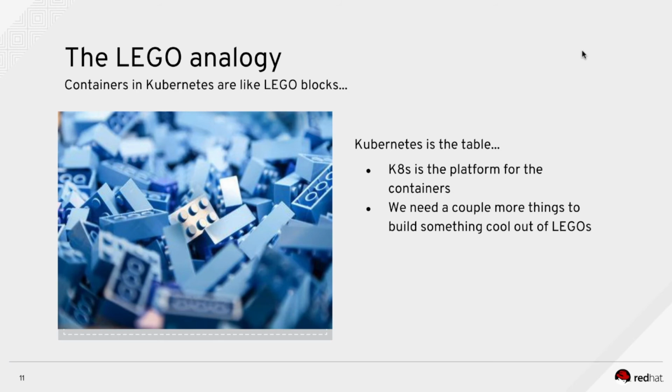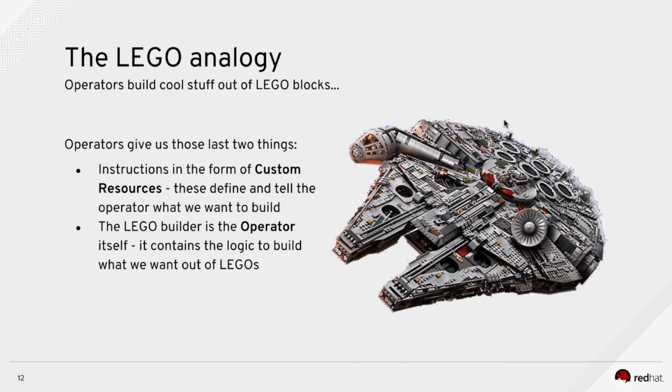But obviously, if we want to build something cool out of building blocks or Legos, we're missing a few key things there, such as this Millennium Falcon, for instance. Operators build cool stuff out of Lego blocks or containers. They give us those last two things. Instructions in the form of custom resources. This is where we tell the operator exactly what we want it to do. But it also has the logic needed to read the instructions and build what we want to build out of Legos.